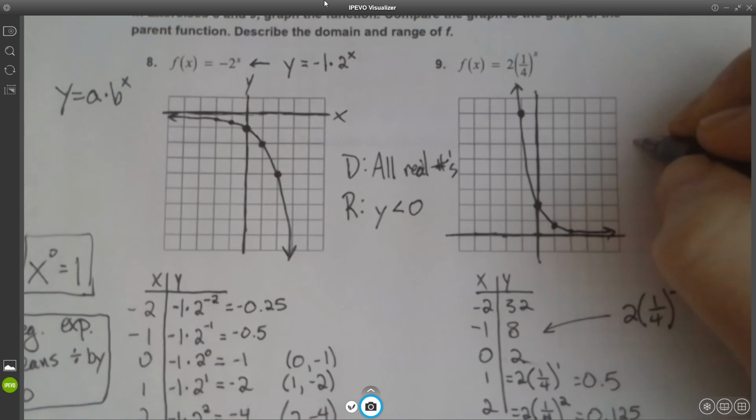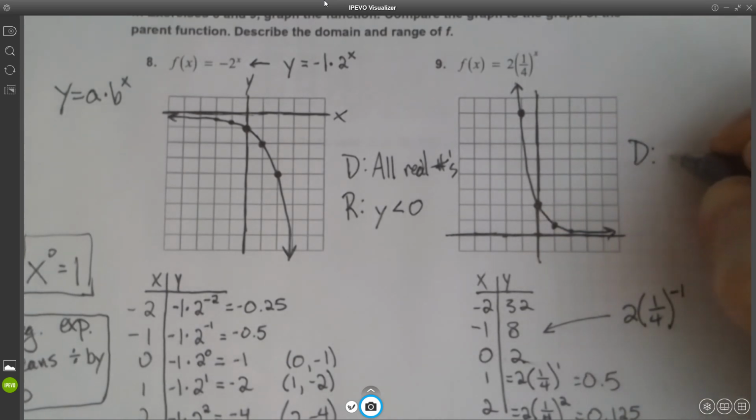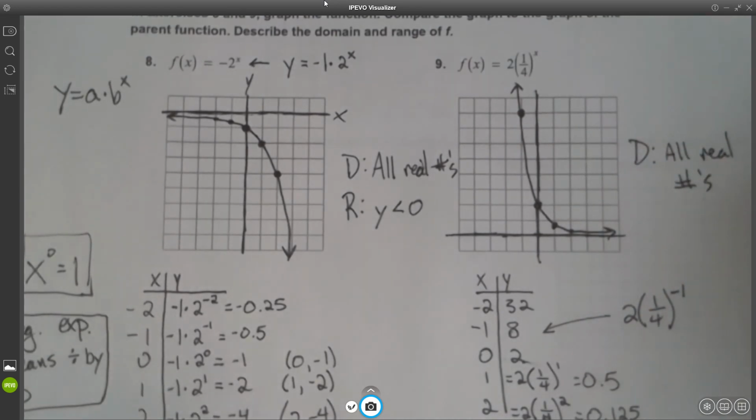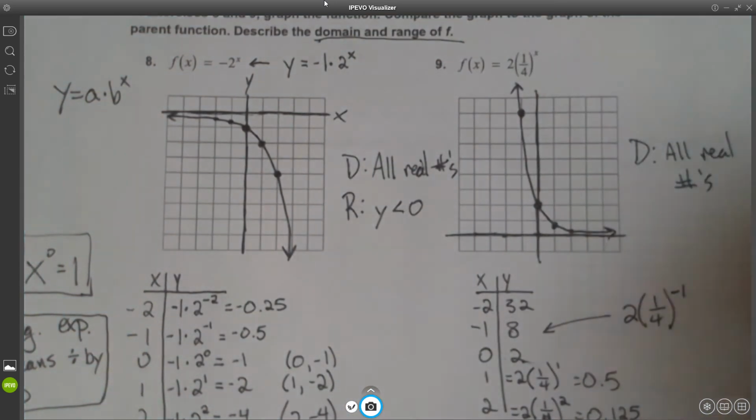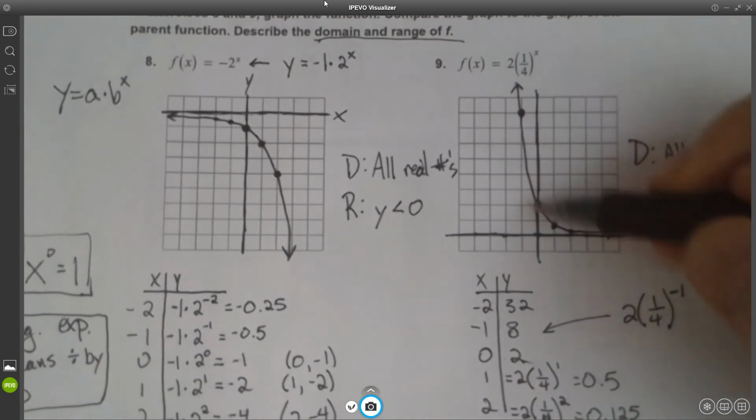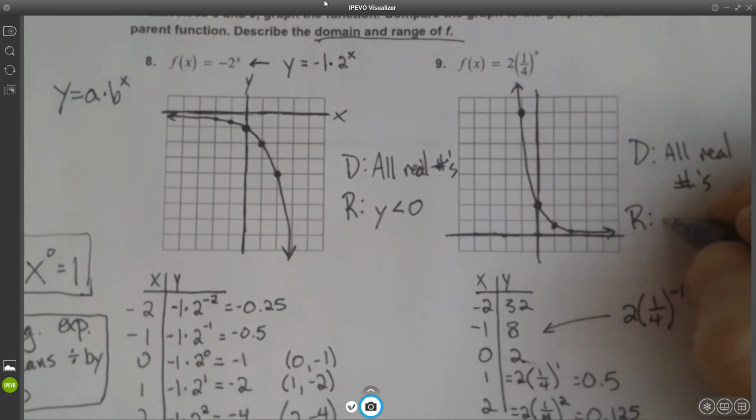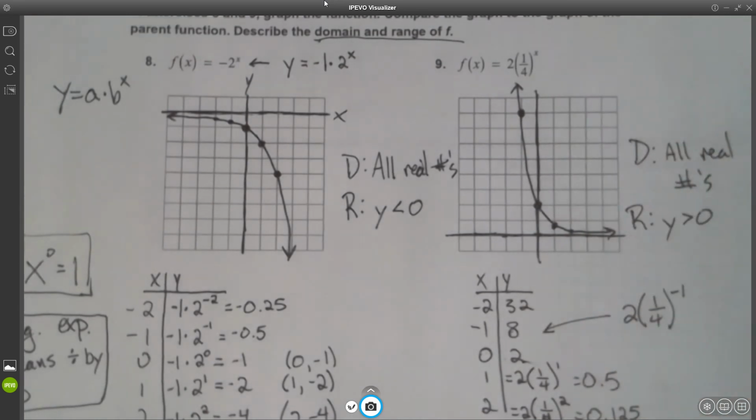What about for number 9? The domain, again, is always all real numbers for these exponential functions, and the range would be, where are my y values? They're all on the positive side, so that is always y greater than 0.